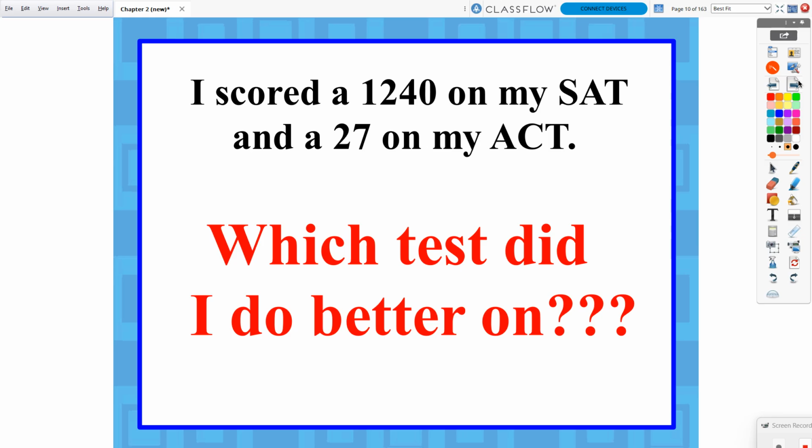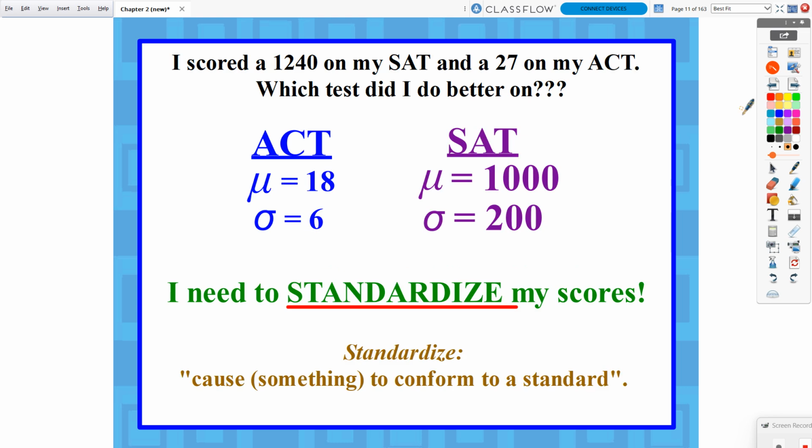Now, if I wanted to know which test I did better on, my SAT or my ACT, well, I need some more information. I need to know what the mean and the standard deviation were for each of those tests. On the ACT, the mean score is an 18 and the standard deviation is 6. I know I did above average with my score of 27. And on the SAT, the mean score was 1,000 with a standard deviation of 200, which, again, my 1240 is also above the mean. But if I want to compare 2 different things on 2 different scales, right now I'm trying to compare apples to oranges.